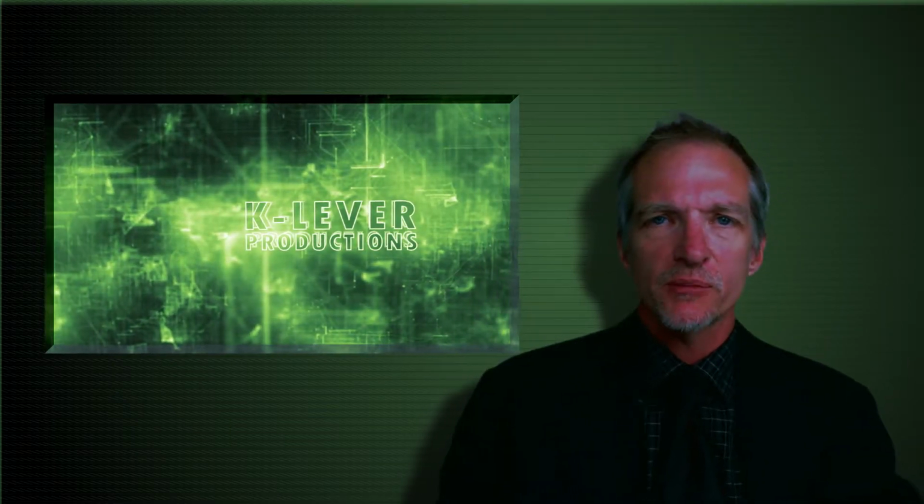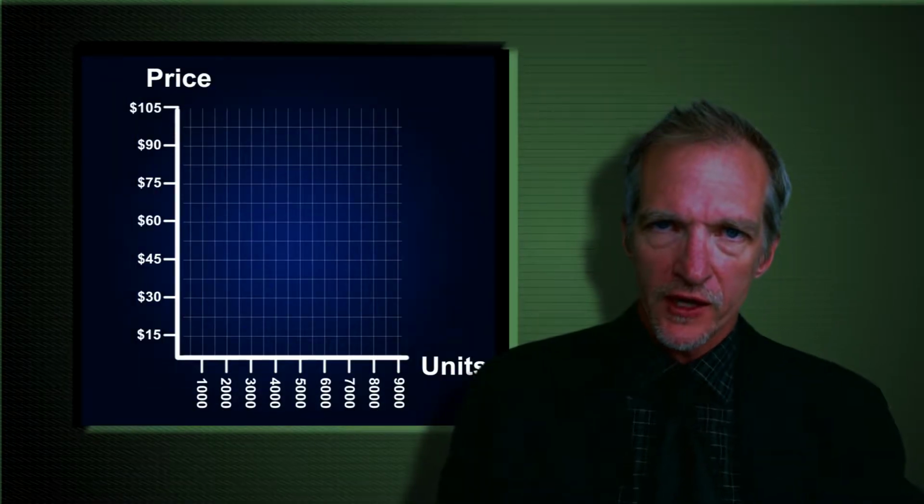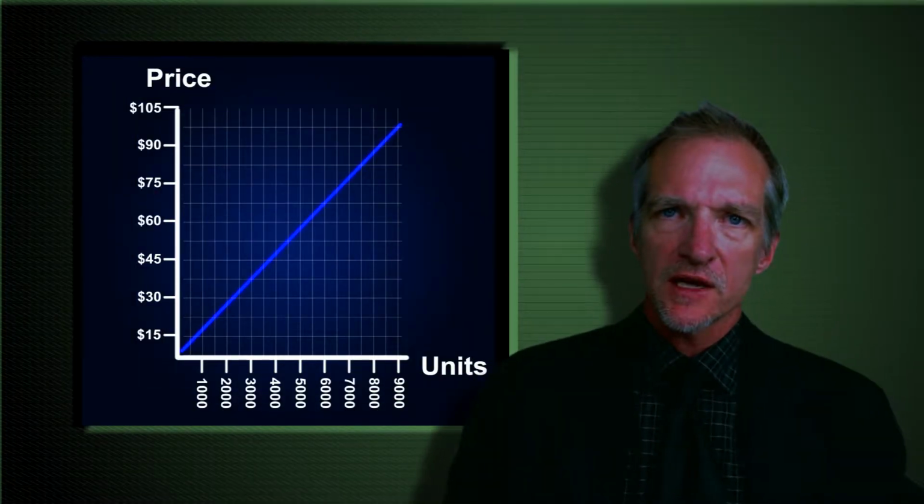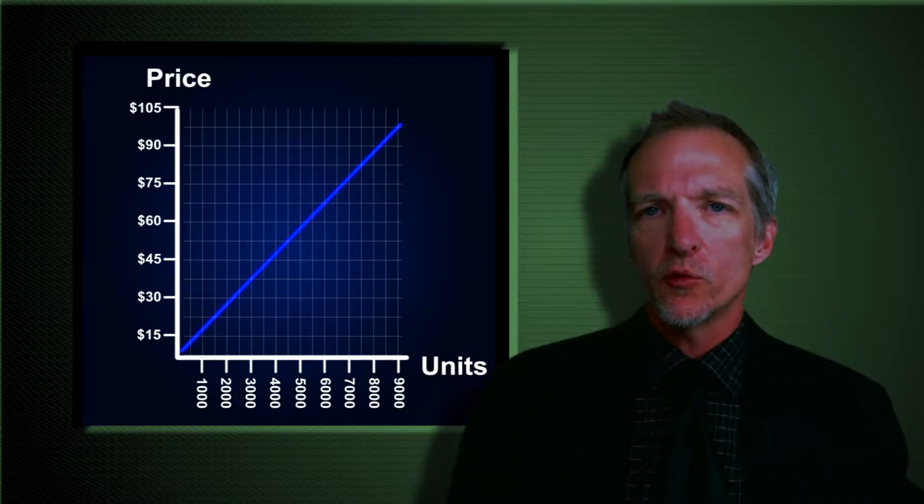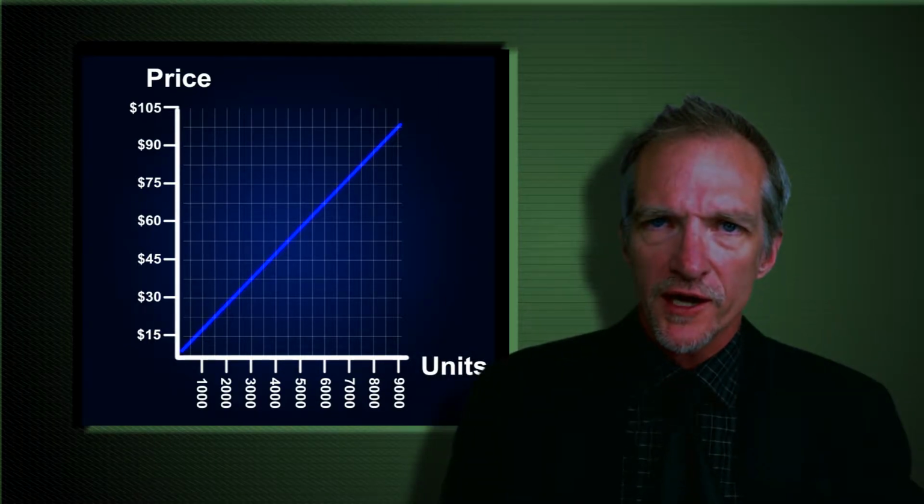Hey, last time I talked to you a little bit about the demand curve, very basic stuff. Today I'm going to talk to you about the supply curve, because it's the supply and the demand that create the price in the market. Now, a supply curve is an upward sloping curve that reflects the number of units a producer would be willing to produce for a given price.